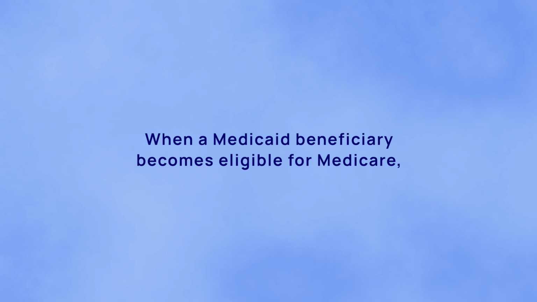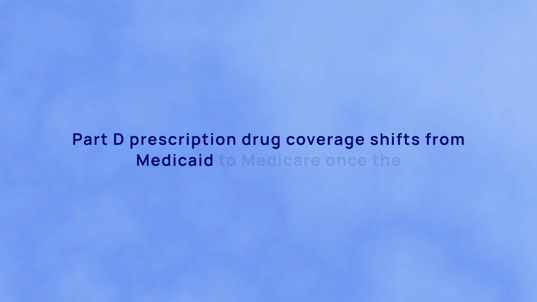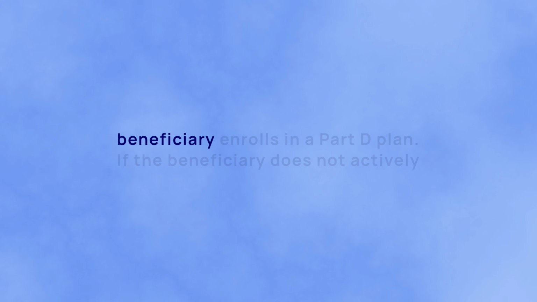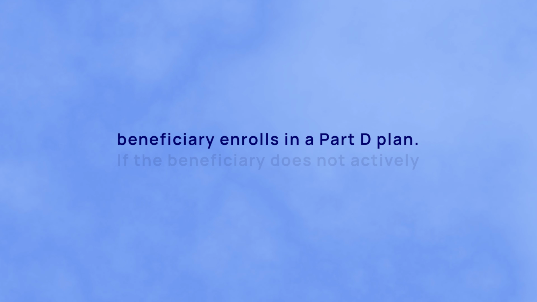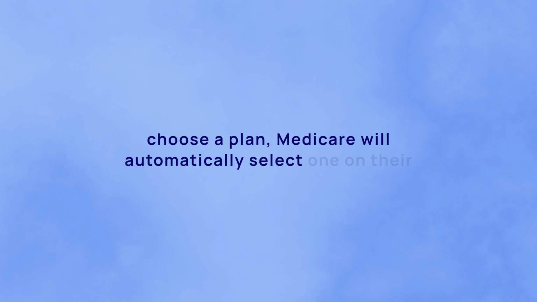When a Medicaid beneficiary becomes eligible for Medicare, Part D prescription drug coverage shifts from Medicaid to Medicare once the beneficiary enrolls in a Part D plan. If the beneficiary does not actively choose a plan, Medicare will automatically select one on their behalf to ensure continuous drug coverage.